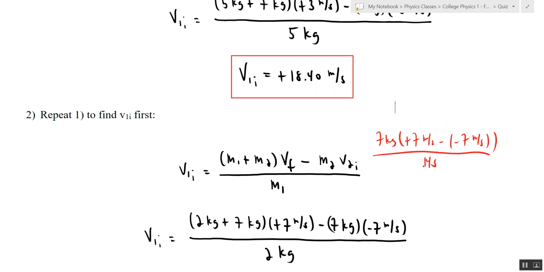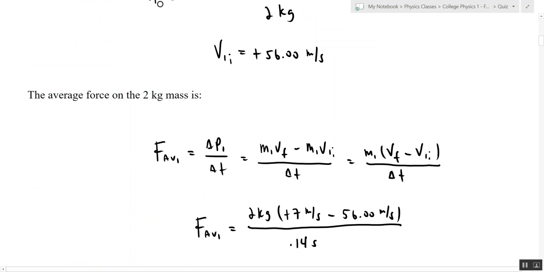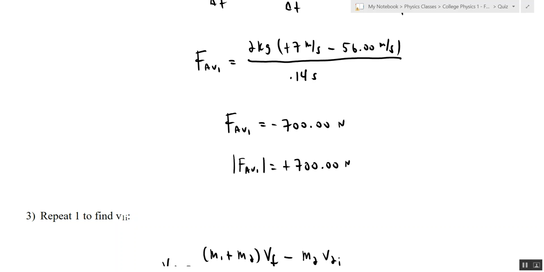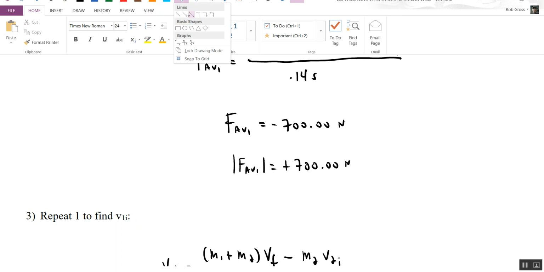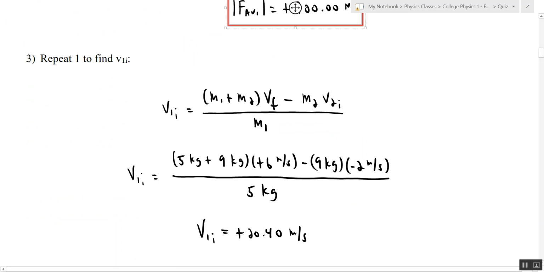Once again, that's because the average force on each mass is the same, just with the opposite sign, meaning they're in opposite directions. So the other way you could have done it is just figured out the average force on the second mass, and you didn't really even have to solve for v1i if you did that. So I did it the hard way, but there was actually an easier way to do it by finding the average force on mass 2. But nonetheless, either way you do it, that's the answer.